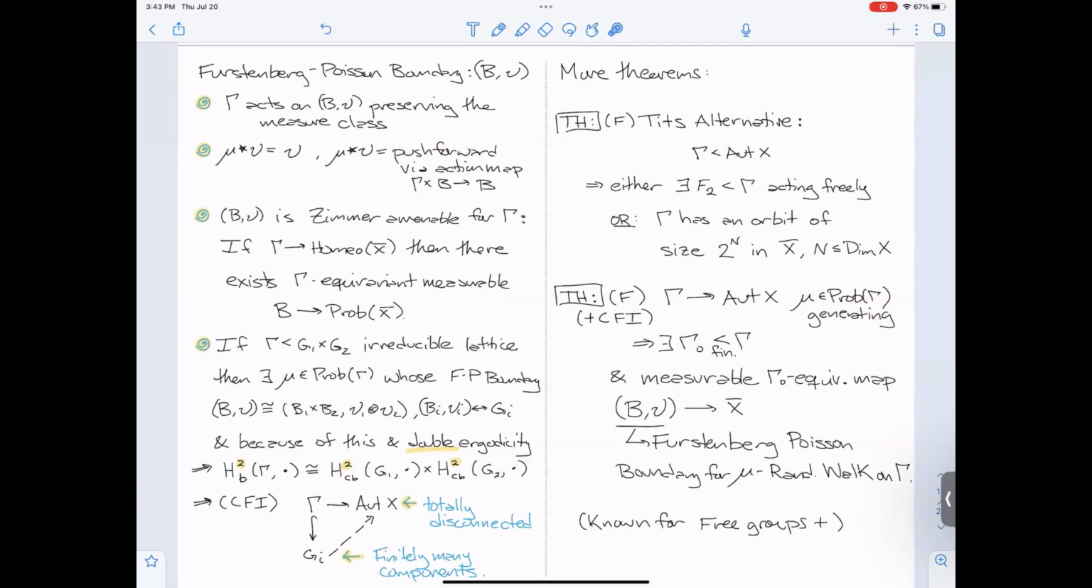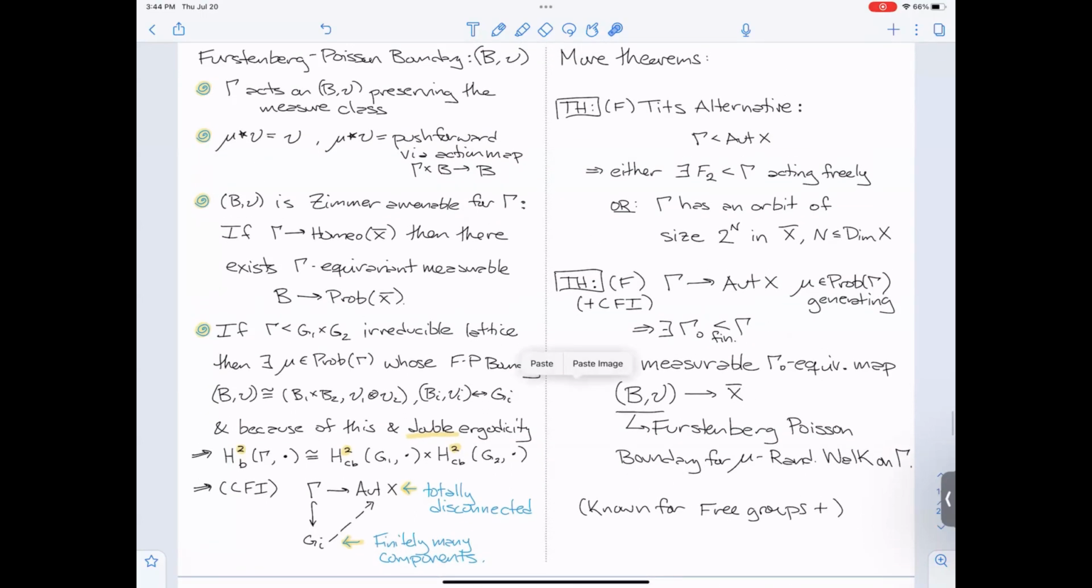So what are some key properties of the Furstenberg-Poisson boundary? Well, Gamma acts on it, preserving the measure class. And the special measure that it comes with is actually stationary for the Gamma action. And that just means that if I push forward the product mu cross nu via the action map, Gamma cross the boundary going to the boundary, that push forward is again nu. Alternatively, you can say that nu, rather than being invariant under Gamma, is on mu-average invariant under Gamma.